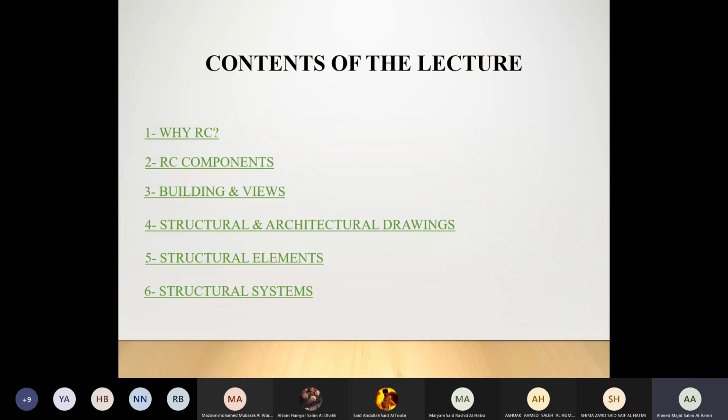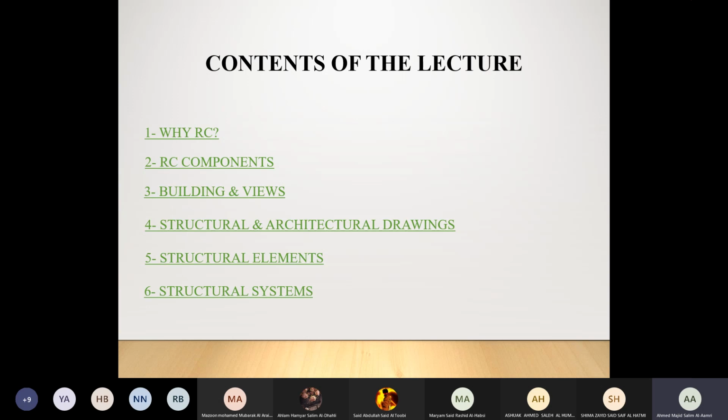we're going to have different topics to be discussed in today's lecture. We are going to have why RC, why reinforced concrete, why not any other material, and then RC components. What are the different components of reinforced concrete? We are going to have building and views, structural and architectural drawing, structural elements, what are the different structural elements, and then finally the different structural systems.